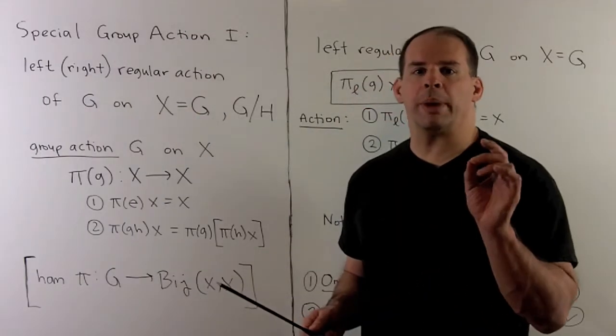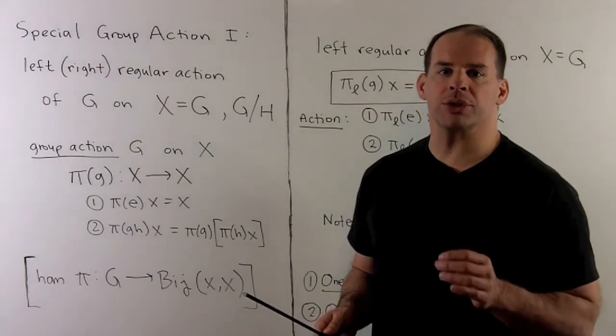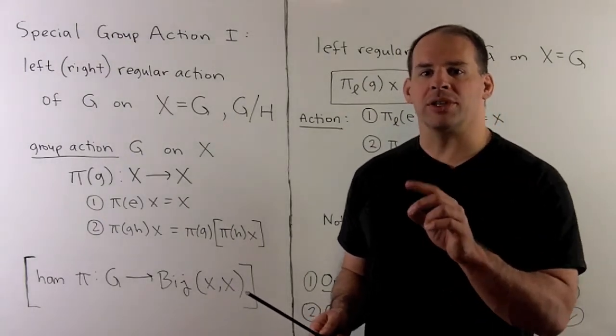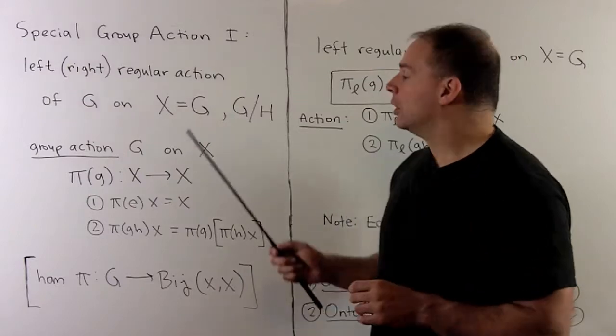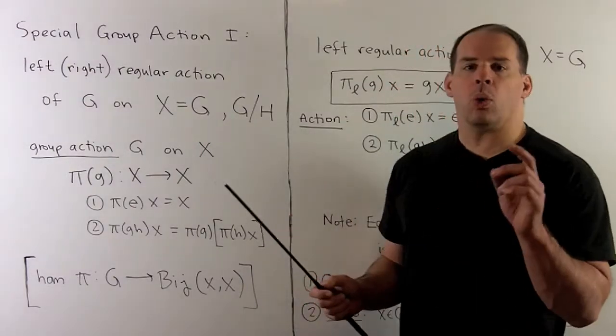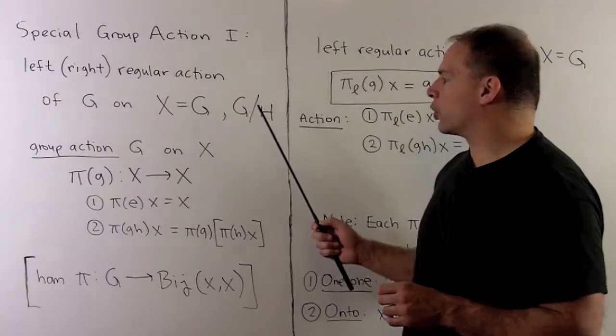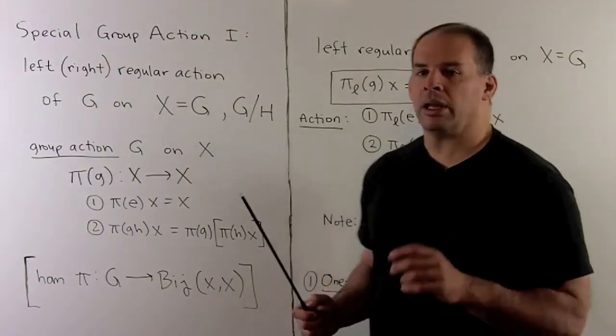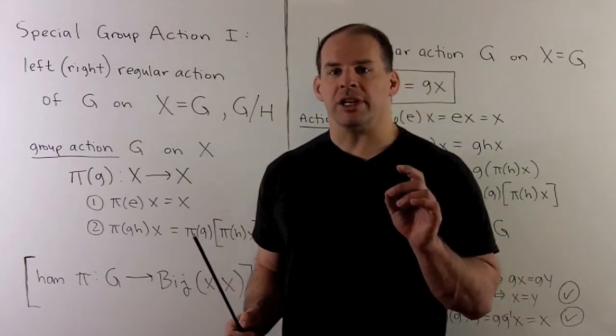Let's consider some group actions that apply to all groups. In this case, our group is going to act on the set given by the group itself or a coset space of our group by some subgroup H. Now, let's recall what a group action is.